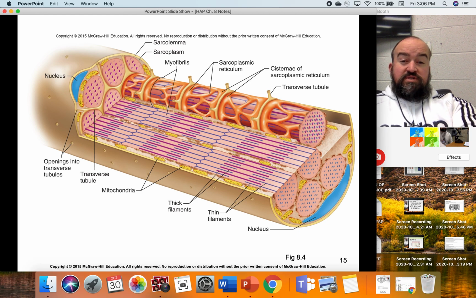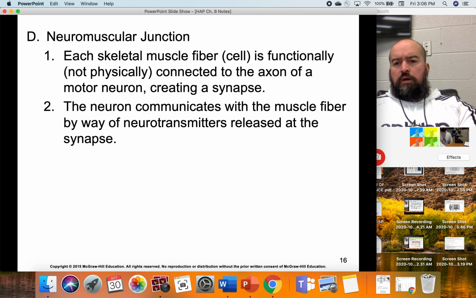Some more structural stuff here. The sarcoplasmic reticulum is arranged in units called cisternae, and again, it's tubes of membranes that transport material. And then there's also a different type of tube called a transverse tubule that runs through adjacent myofilaments to connect the different myofilaments. Again, each muscle fiber is a cell, so you'll see those terms used interchangeably.